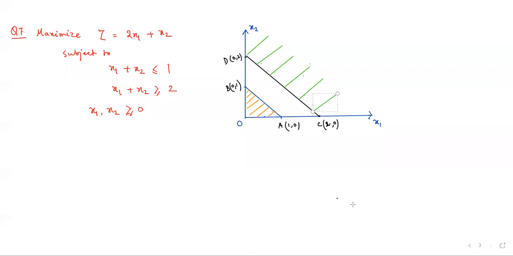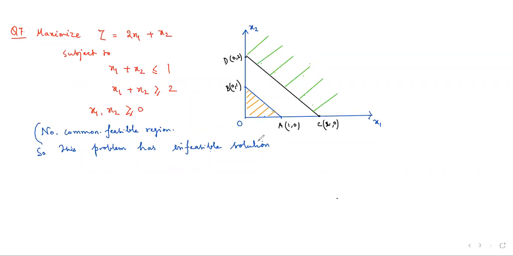Now what is the common feasible region in this case? There is no common feasible region. This particular problem has no common feasible region. So this problem has an infeasible solution, or we can say this problem has no solution at all.